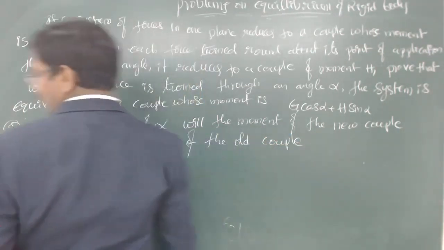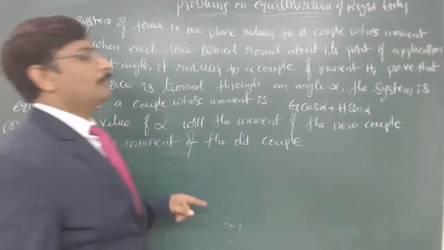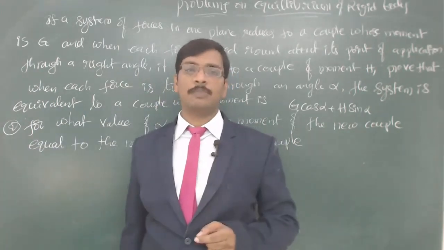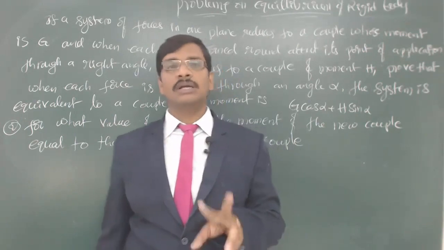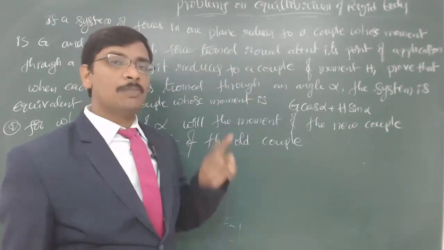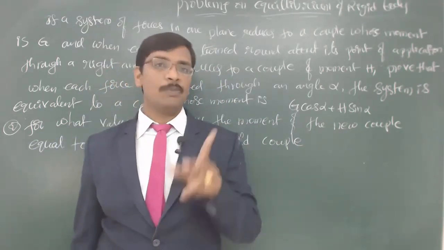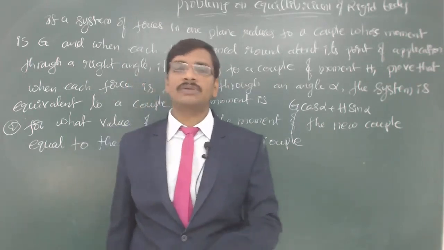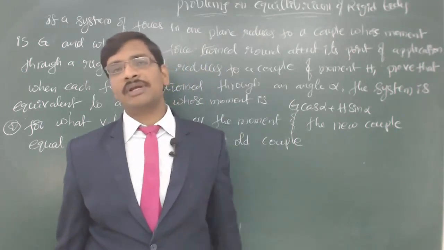So the main difference between the previous problem and this problem is, in the previous problem he is talking about only two forces which are forming a couple, and that too equal and unlike forces. That means a couple was given. The couple moment was G, and the two forces turn through an angle and again form a different couple. Now he asked about the relation between those two.